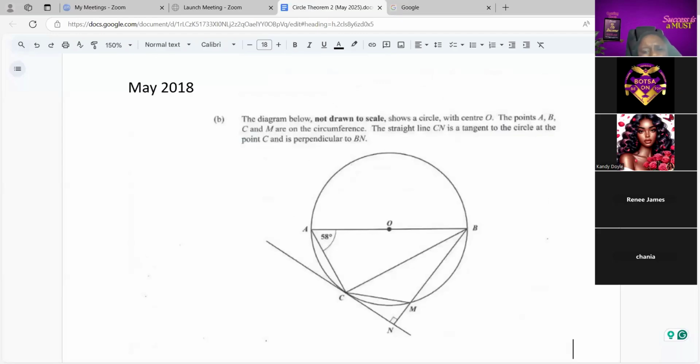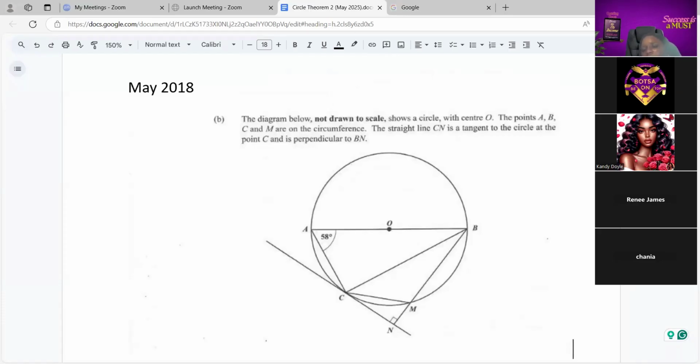It says a diagram below not drawn to scale. Any diagram that is not drawn to scale means it's not drawn to the exact size. So you cannot use any of those geometry instruments, measuring instruments, to find anything. If you attempt to use them, you are not going to get the correct answer.